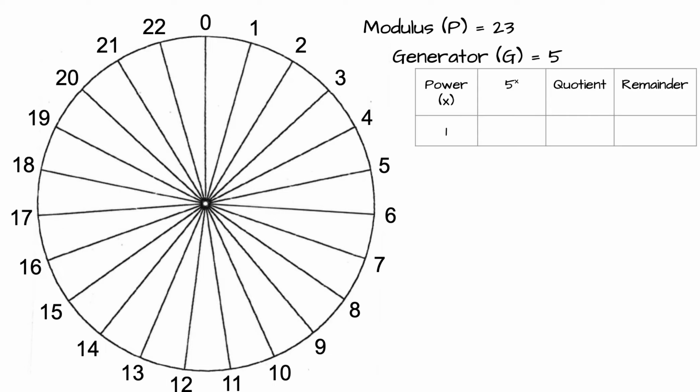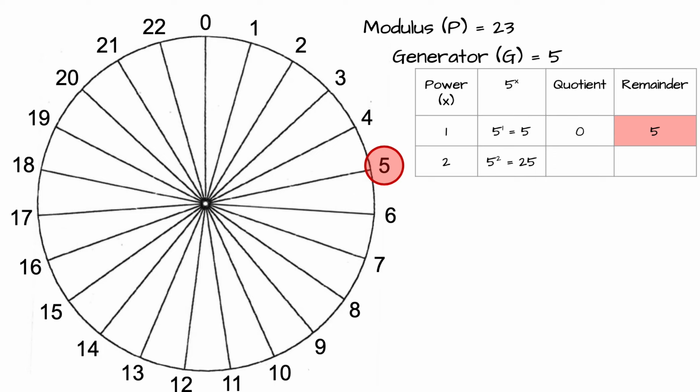So let's look at 5 to the first power. 5 to the first power is 5. We divide it by our modulus. 23 goes into 5 0 times with a remainder of 5. So the 5 is the part we really want to focus on here. We want to capture that 5, and we'll show that we've got it by circling it with a token here in our diagram. Now let's add another row to our table, and compute 5 to the second power.